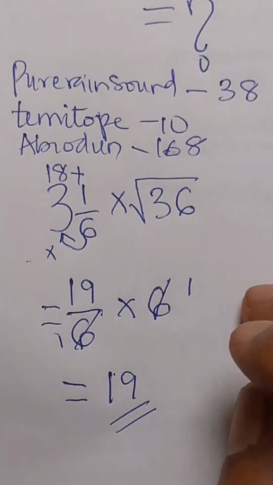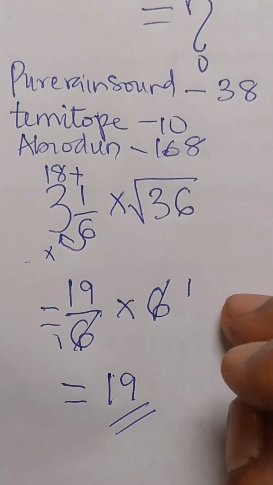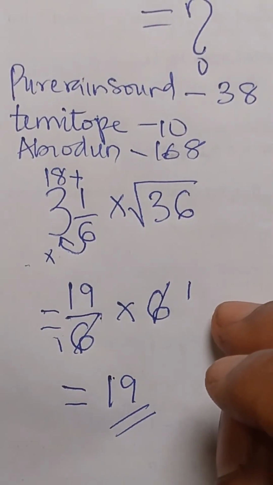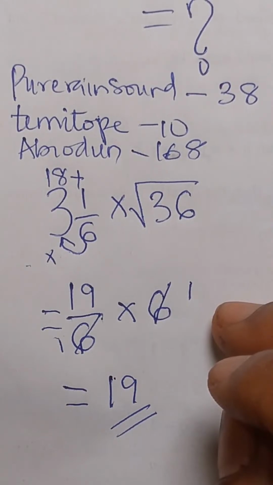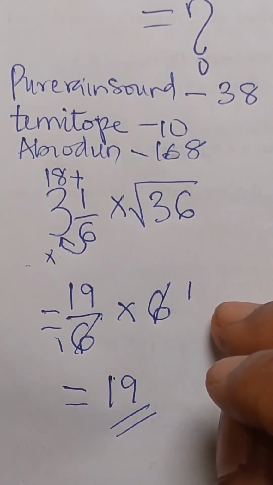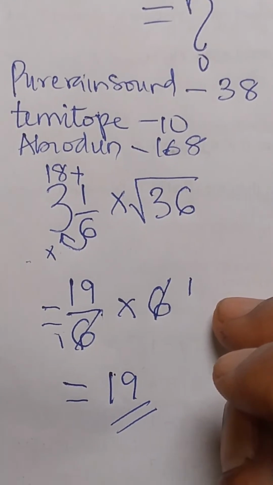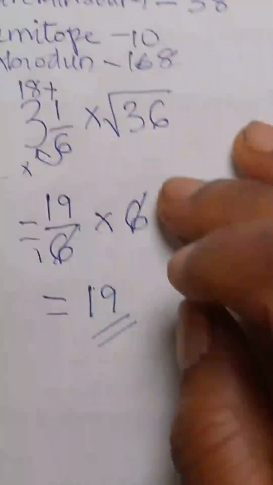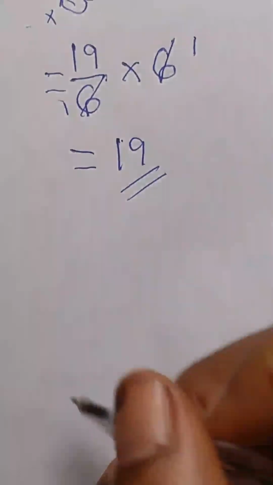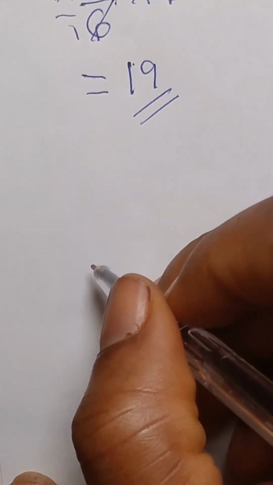So Pure Rain, Temitope, Abiodun, thank you guys for trying. All right. So the answer is actually 19. 3 times 6 is 18. 18 plus 1 is 19. Okay. So please, the answer is 19. So let's try another one. Okay. Thank you for trying. Let's try another one.